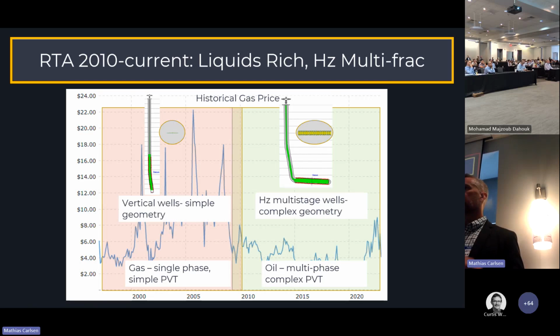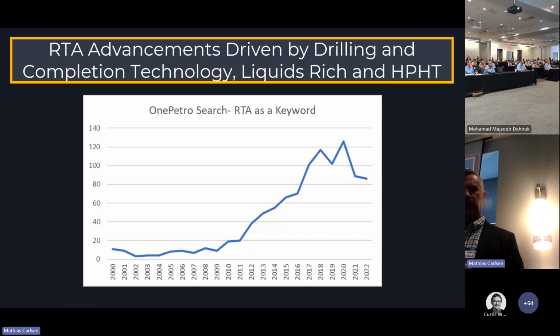to solve. We have more complex well geometry. We have more complex fracture geometry. We've got multi-phase flow in the reservoir, much more complicated thing.